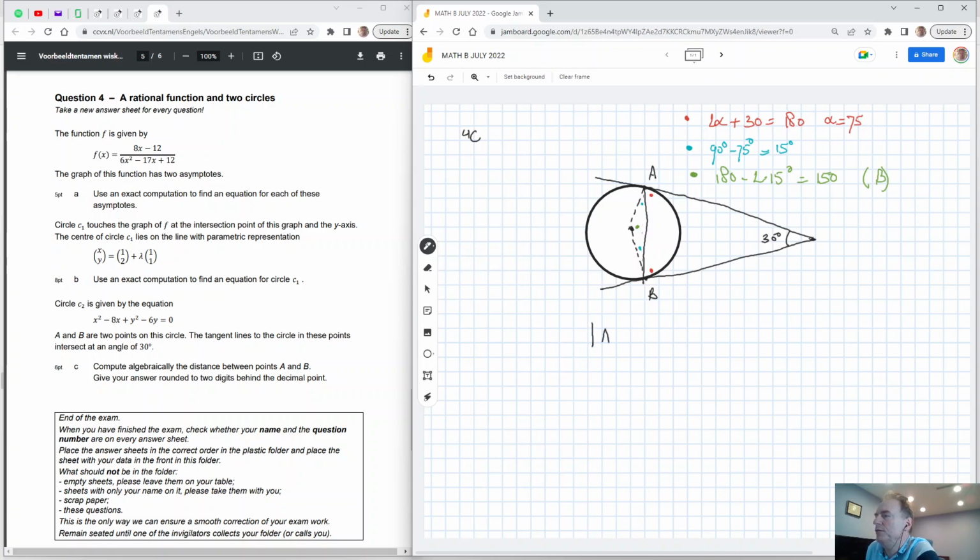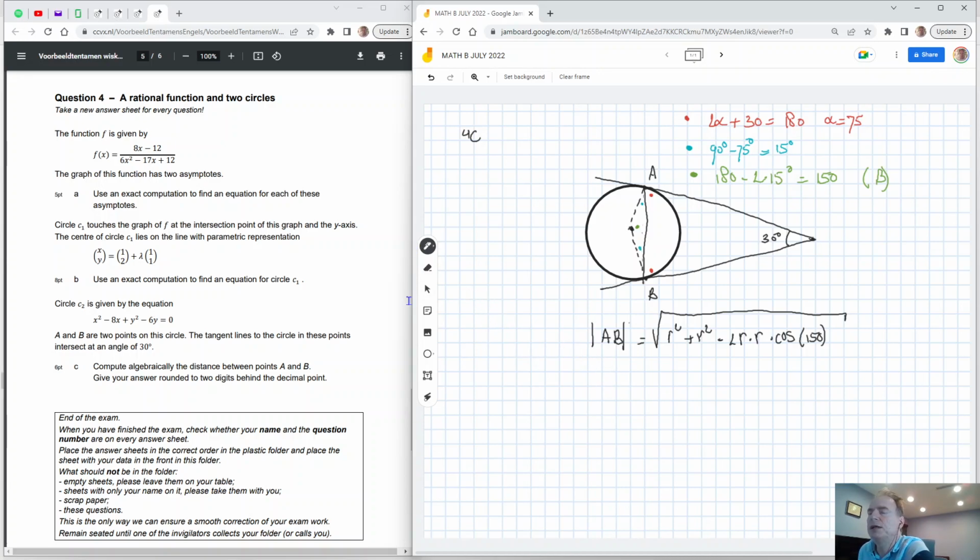And state that AB with the cosine rule is the square root of r squared, that's the other side, plus the third side, and minus 2 times r, the two sides, times the cosine of beta, which is 150. And then the square root. Okay, what's r?